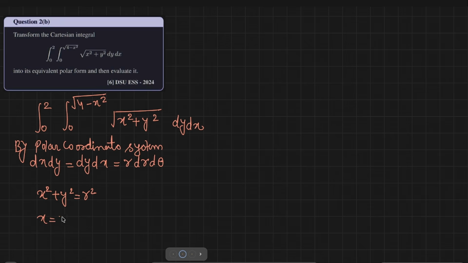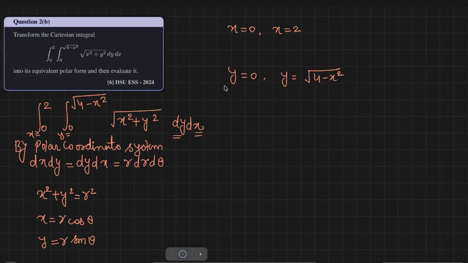And from here, x is equal to r cos theta, y is equal to r sin theta. Now you put this value, 0 to 2. Okay, but the thing is, write it down like this. Dy means this is the limit of y. This dx means it is the limit of x. So x is equal to 0, x is equal to 2, y is equal to 0, y is equal to 4 minus x. 0 means it is starting from the center.